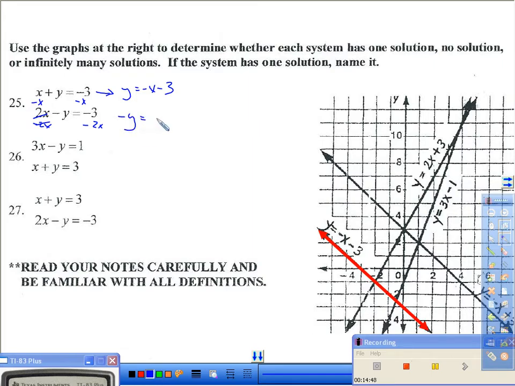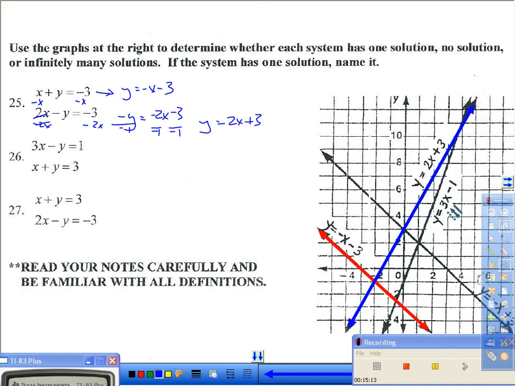negative y equals negative 2x minus 3, and then divide both sides by negative 1, which gives us y equals 2x plus 3. If I find that equation, y equals 2x plus 3 is this line that's passing through the first line we highlighted in red. So if I highlight that in blue, it would look like this.